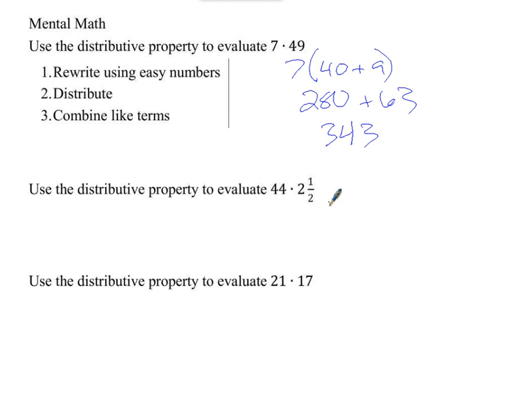Use the distributive property to evaluate something like 44 times 2.5. So to do that, would you reach for a calculator probably on this problem? Probably, okay? But if you use mental math, we can split 44 times 2.5 up into two problems that we can do very easily.